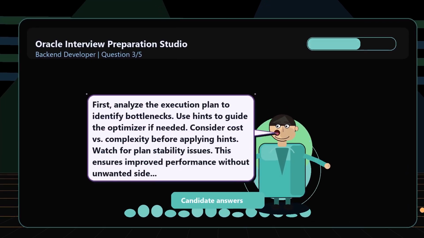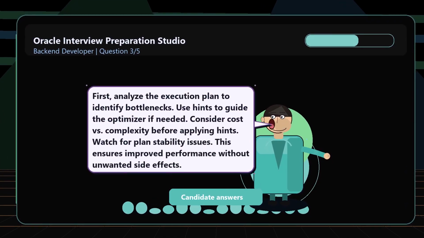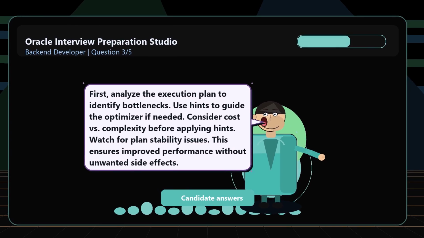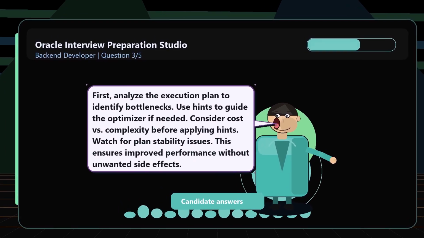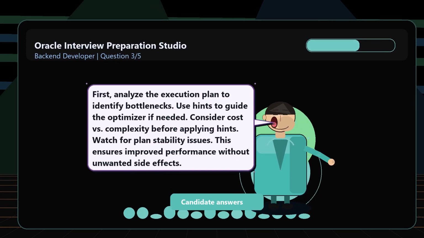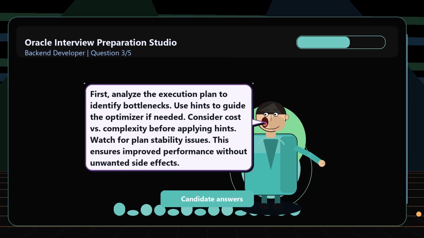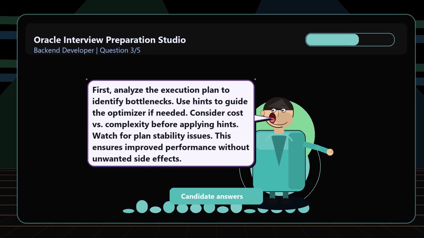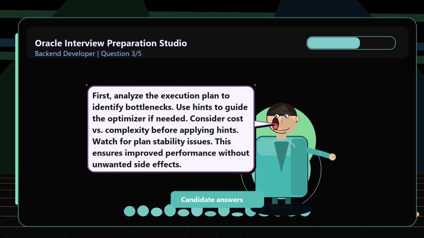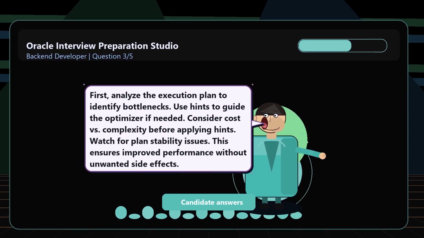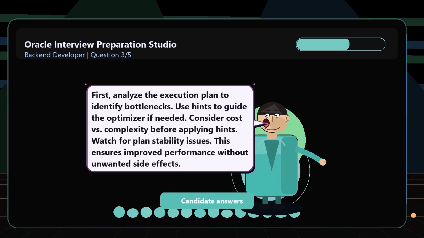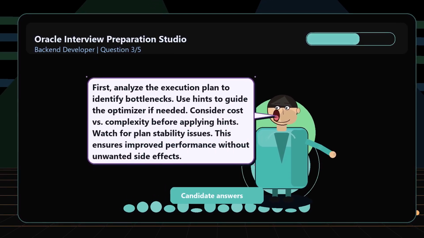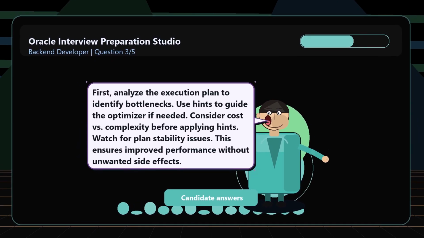To tune a slow SQL query, I begin by reviewing the execution plan to pinpoint inefficiencies such as full table scans or expensive joins. Next, I apply optimizer hints like /*+ INDEX */ or /*+ LEADING */ to influence execution paths if the plan is suboptimal. However, I weigh the trade-off between forcing plans and maintainability since hints can become problematic if the schema changes. I also monitor plan stability to avoid performance regressions. This method improves query speed while balancing complexity and reliability.